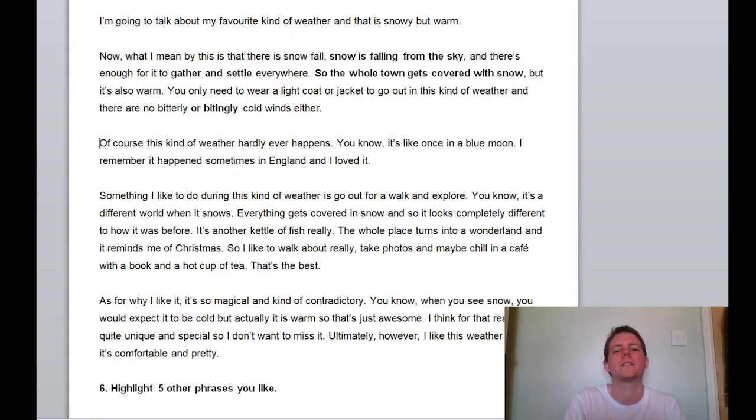Of course, this kind of weather hardly ever happens. You know, it's like once in a blue moon. What does once in a blue moon mean? Well, hardly ever. Again, I'm paraphrasing myself, but I get to use an idiom, so that's nice.